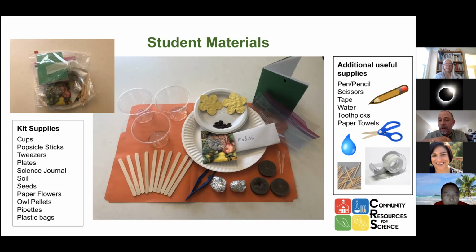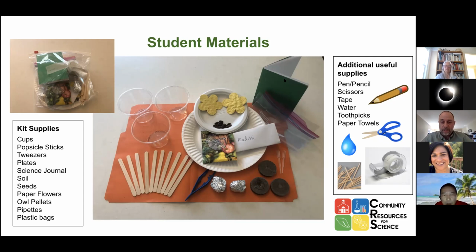And on the right are some suggested supplies and materials that we'd love it if you would encourage your students to gather. And I imagine some of these things they've already got in place, like pens and pencils, hopefully scissors and tape, water. But toothpicks for one of the activities we do, and paper towels was not something that we included in these kits, but they would be useful for a couple of the explorations we're going to do together. So that's the global kit.